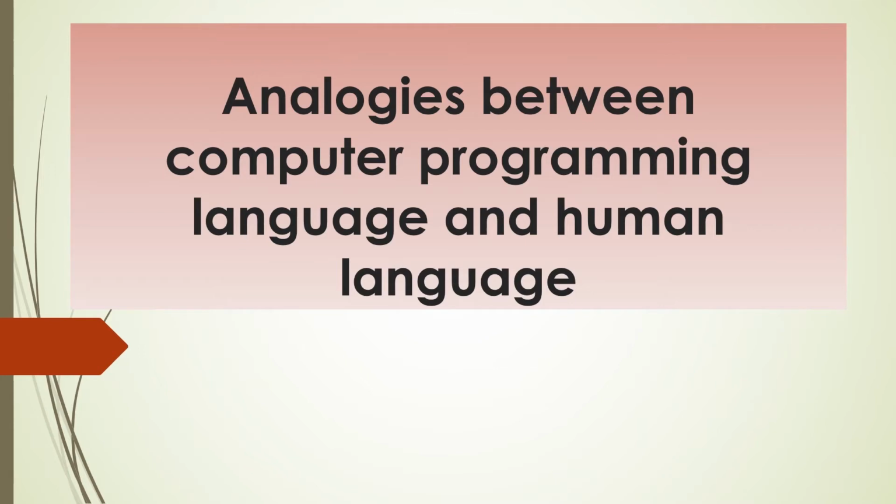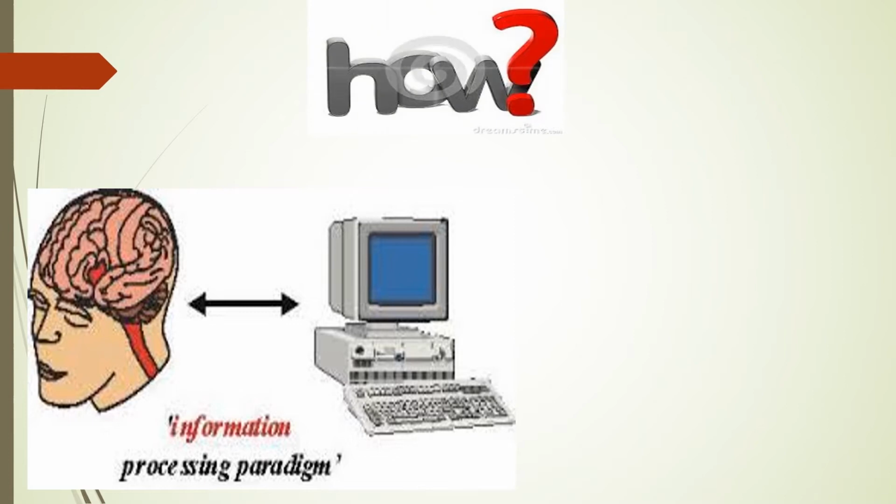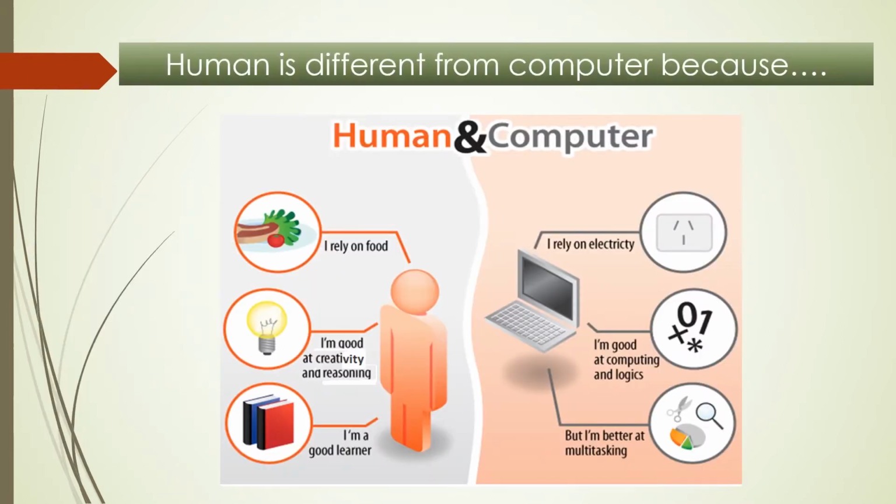These days, computers can do almost as many activities as humans can. But how are human beings different from computers? Well, firstly, human beings rely on food for energy while computers rely on electricity. Human beings are good at creativity and reasoning, while computers are good at computing and logic. Human beings are good at learning, while computers are good at multitasking.